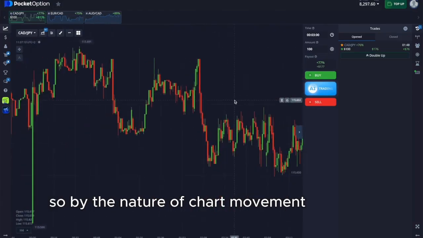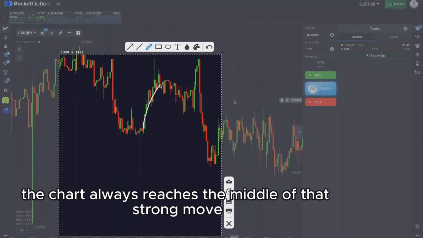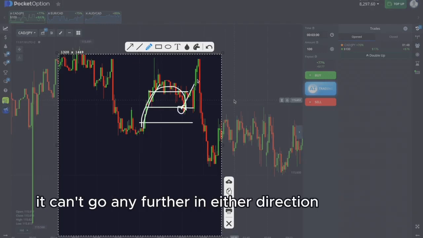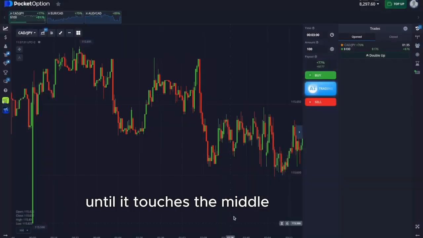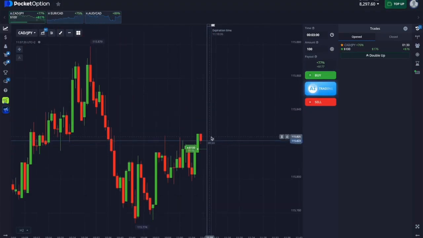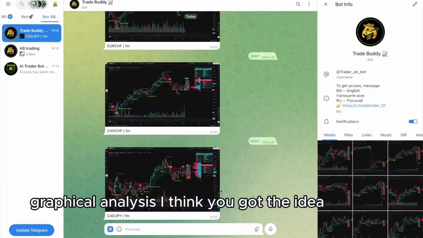So by the nature of chart movement, whenever there is a strong move, the chart always reaches the middle of that strong move and then makes a pullback. It's as if it can't go any further in either direction until it touches the middle. Just a simple little example. And here it broke upwards. Graphical analysis, I think you got the idea.